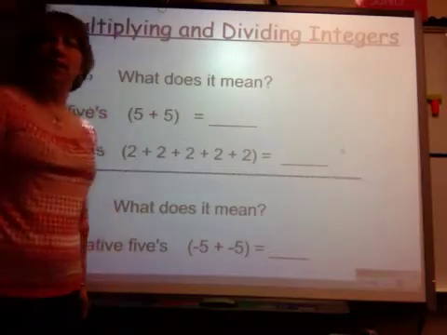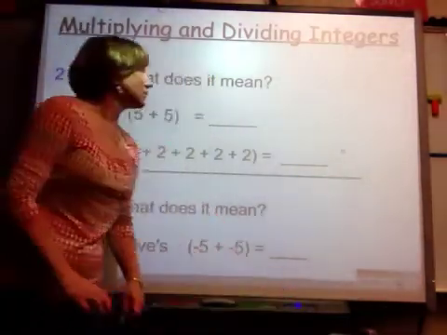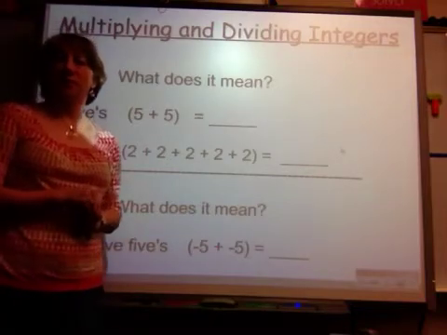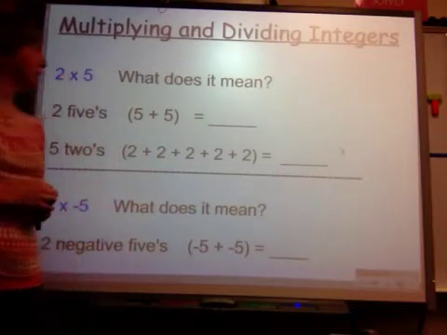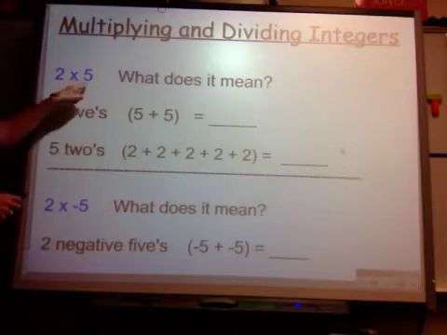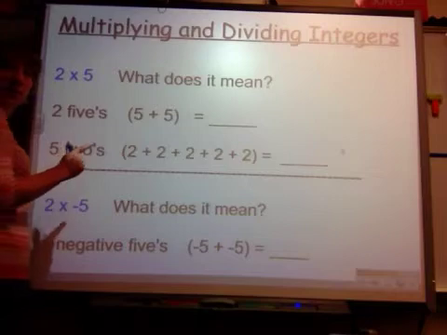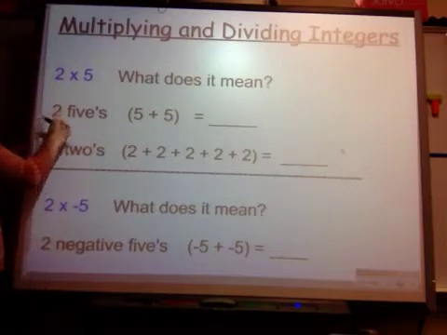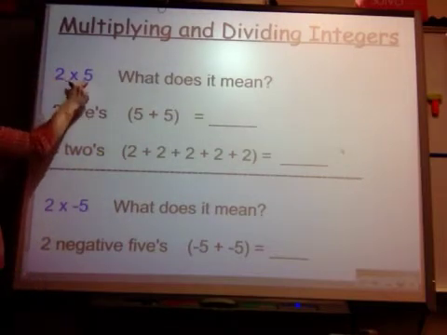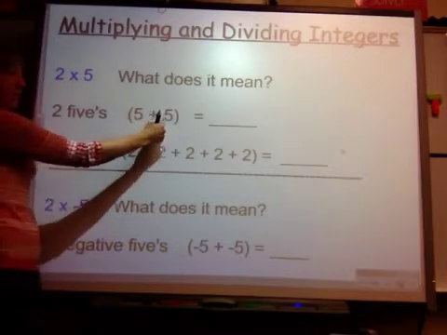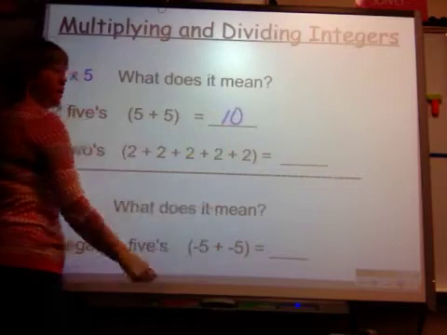We're going to look at multiplying and dividing integers. I want to start off with reviewing what the definition of multiplication really means. So I've started with an example, 2 times 5. What does it mean? I can look at it two different ways. I can say that I have 2 5s, 5, 2 times. So I have 2 5s, which would be like 5 plus 5, which is going to give me 10.